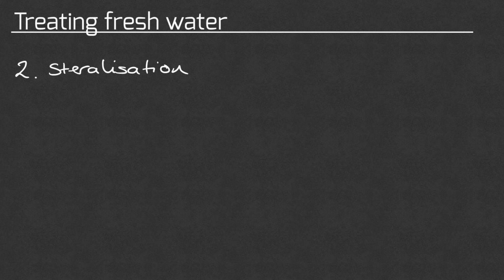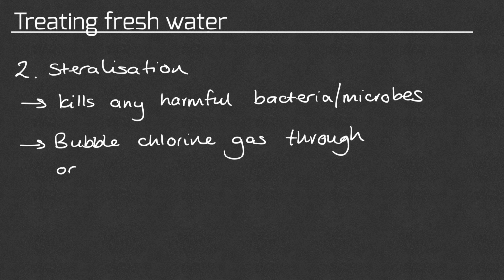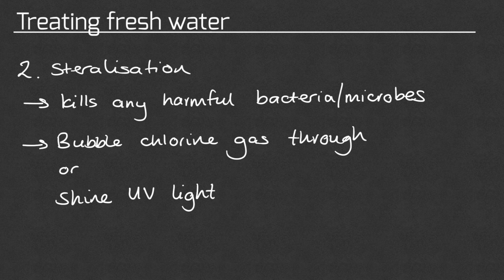The next step is to sterilise the water. And this will kill any harmful bacteria or microbes still in the water. We can do this by either bubbling chlorine gas through the water or shining UV light on it. Both of these methods will kill any of the harmful bacteria or microbes.